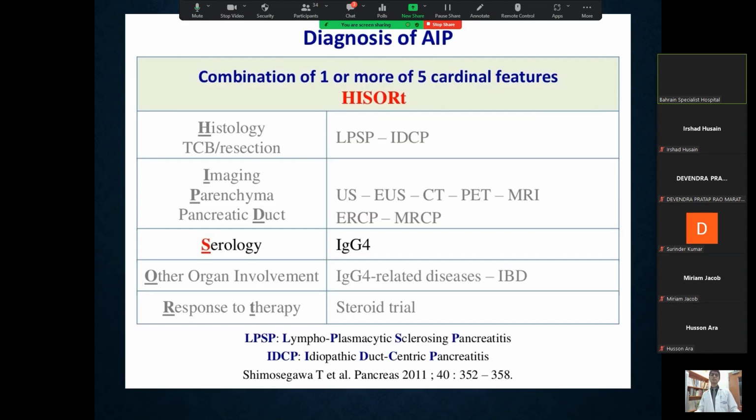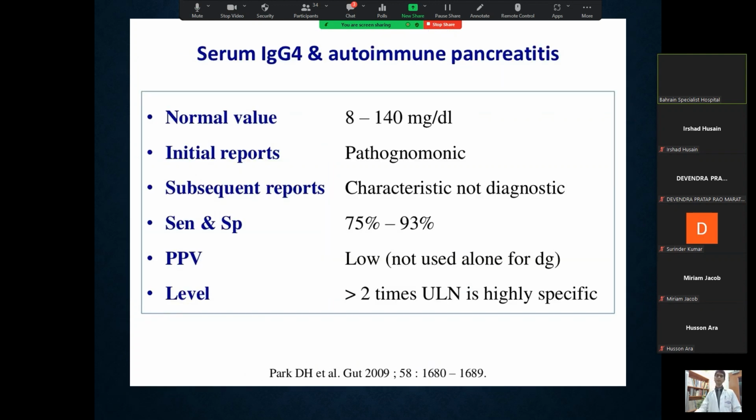Now we move on to another criterion, which is S, serology, and basically it's IgG4. Normally, the values range from 8 to 140. It's thought to be pathognomonic, but nowadays characteristic but not diagnostic of autoimmune pancreatitis. The sensitivity and specificity fall around 75 to 90%, 93%.